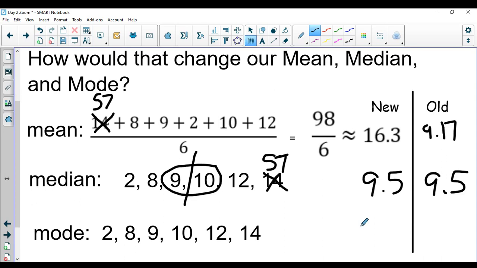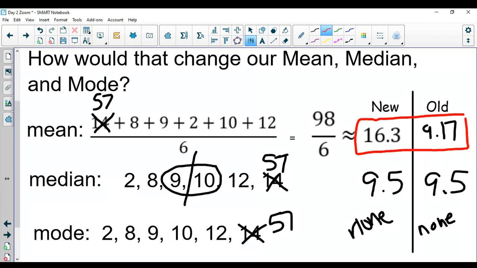All right, the mode. Oops, none. We didn't have a mode in the old data. I wrote it under the new. Changing this to a really big number doesn't change our mode either. So neither set of data is showing a mode right now. All right, so when you put this all together, here's where we had a big difference between our means. There was no change in the median, and there was no change in the mode.